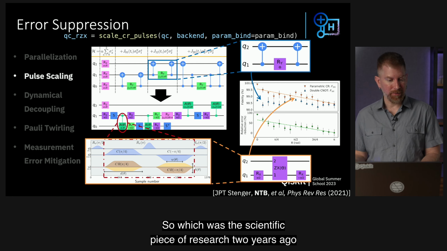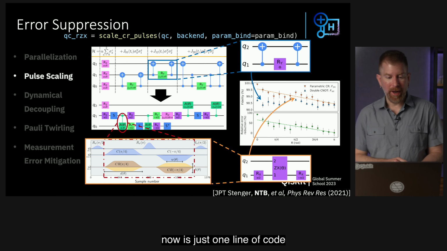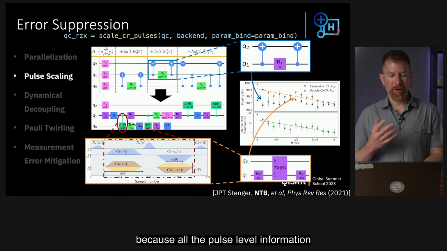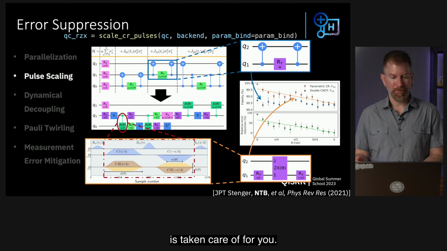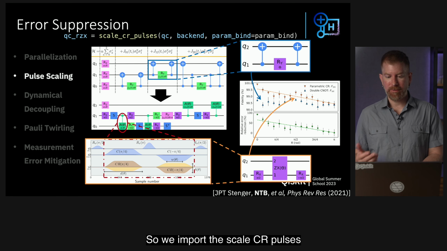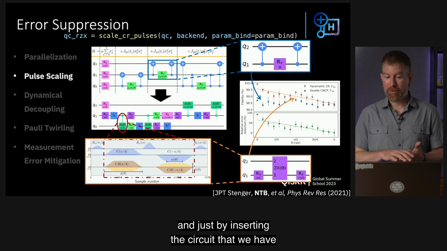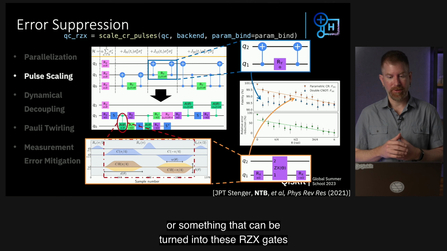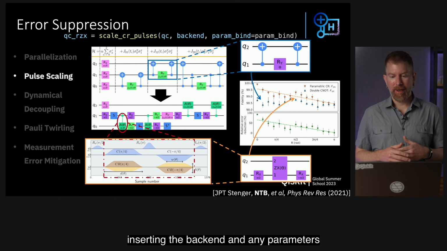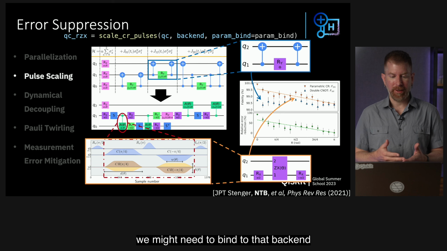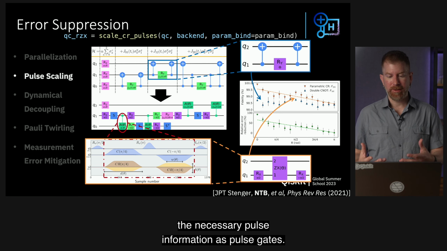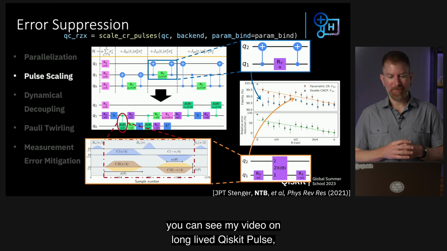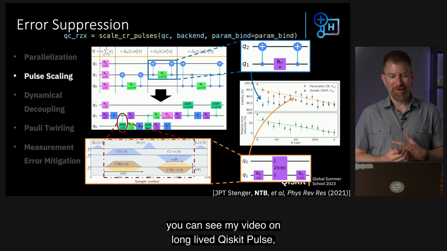So which was the scientific piece of research 2 years ago, now is just one line of code that you can import and use yourself, because all the pulse level information is taken care of for you. So we import the scale CR pulses from the Qiskit research repo, and just by inserting the circuit that we have that has these RZX gates, or something that can be turned into these RZX gates, inserting the backend and any parameters we might need to bind to that backend, which are necessary for attaching the necessary pulse information as pulse gates.